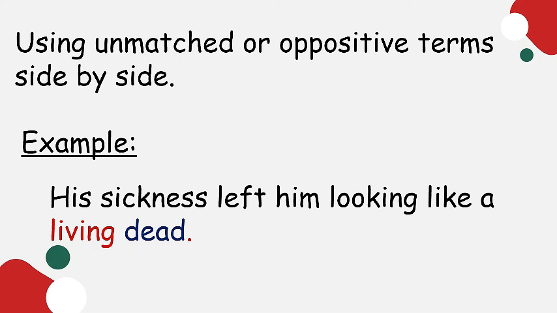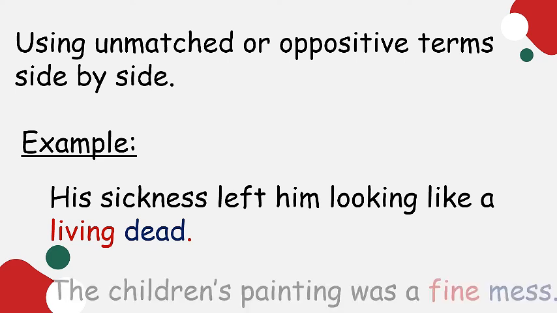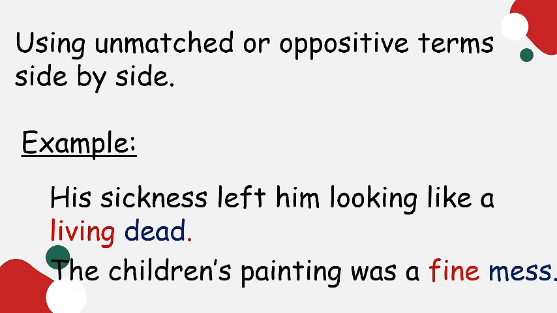But when you use an oxymoron, you're allowed to put such words together to explain how something looks like or seems. The children's painting was a fine mess. Again, fine and mess are contrasting images, but they've been placed side by side for emphasis.